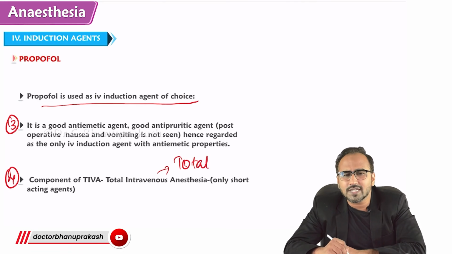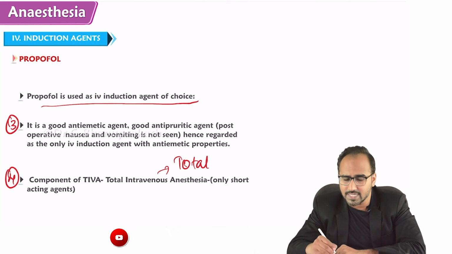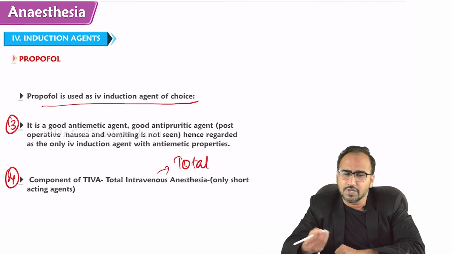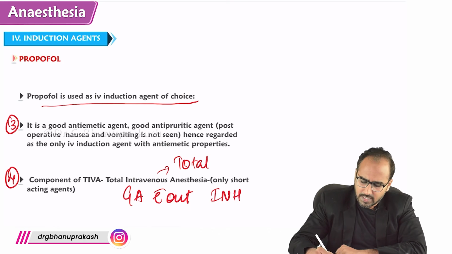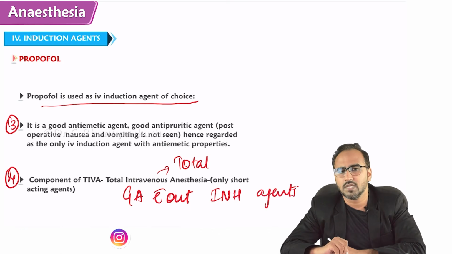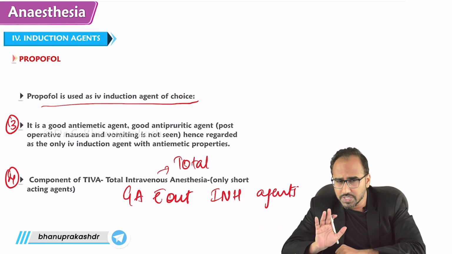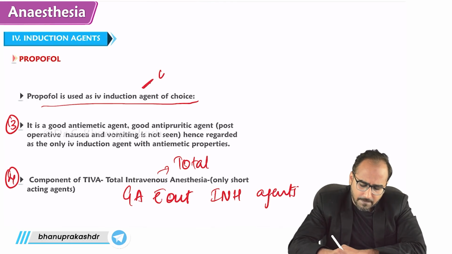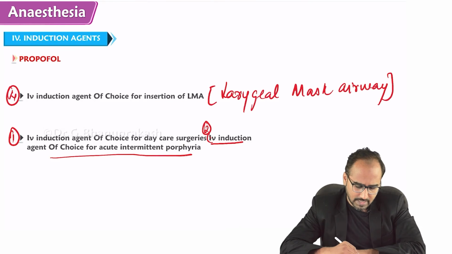What is this total intravenous anesthesia? It is a general anesthesia only. In general anesthesia, we use a combination of drugs, IV agents and inhalational agents. TIVA is giving general anesthesia without using inhalational agents. So general anesthesia given to the patient without using inhalational agents is called TIVA, total intravenous anesthesia. Once again, these 5 points of propofol are damn important. Where is propofol used as an IV induction agent of choice, right?